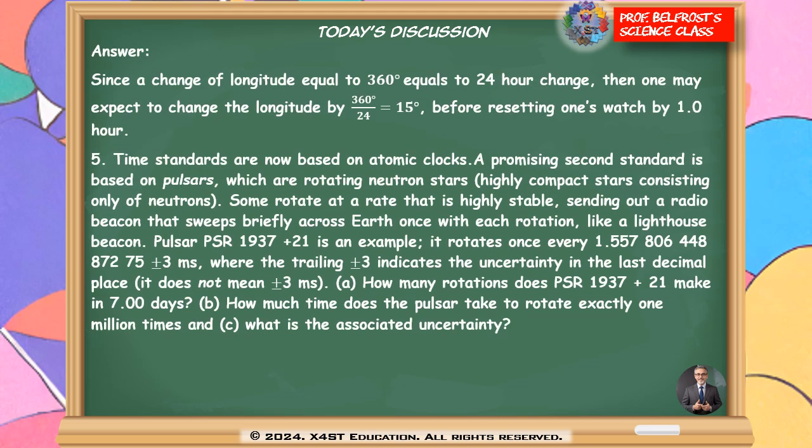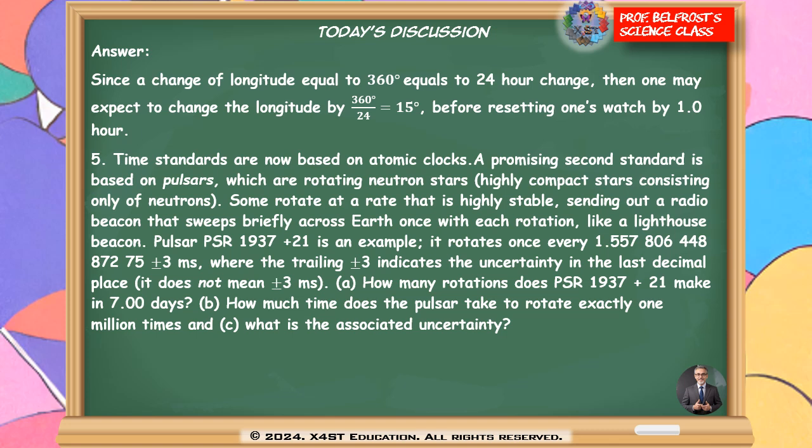So here's the solution for this. Since we know that a change of longitude equal to 360 degrees equals a 24-hour change, one may expect to find the change of longitude by just dividing these two values, which is 360 degrees divided by 24, which yields 15 degrees, before resetting one's watch by 1.0 hour. Easy, right? Yeah, it's easy.